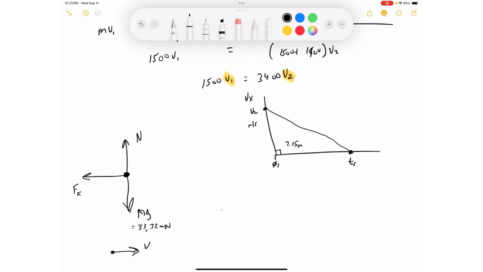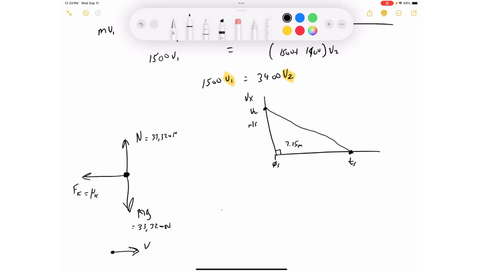Now, because this car is not moving up or down in the vertical direction, the normal force is the same as the weight, because the sum of the forces in y is 0, because it's not accelerating. Remember Newton's first law: if the sum of the forces is zero, there's no acceleration, and it's not accelerating up or down. It's only accelerating in the back and forth, or x direction. So normal is the same as mg, which is 33,320 newtons.